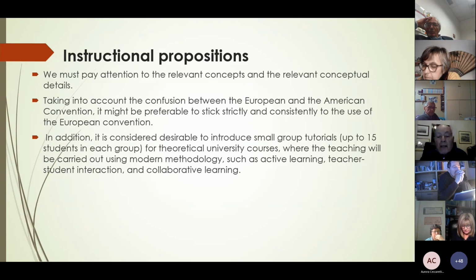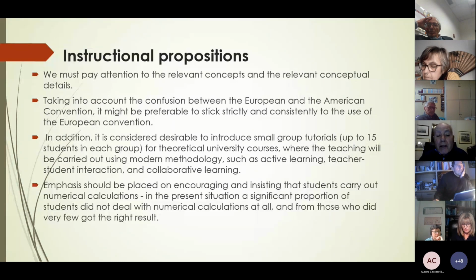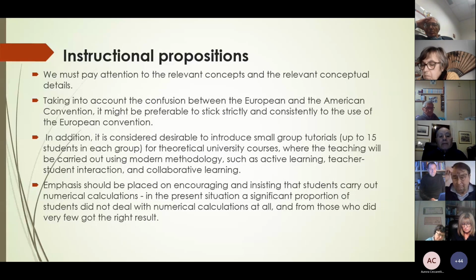Emphasis should be placed on encouraging and insisting that students carry out numerical calculations. In the present situation, a significant proportion of students did not deal with numerical calculations at all, and from those who did, very few got the right result. Students really are scared of numbers and of numerical calculations.